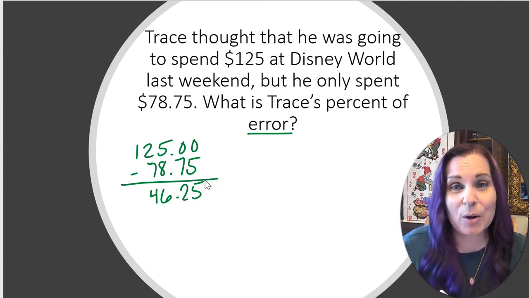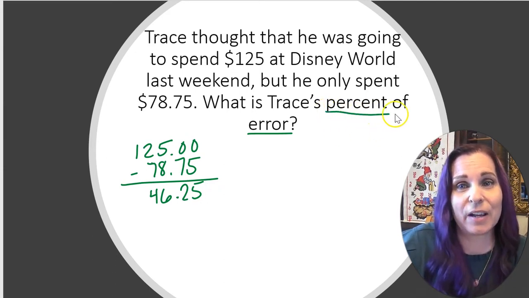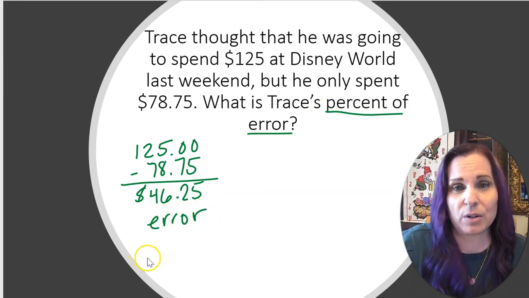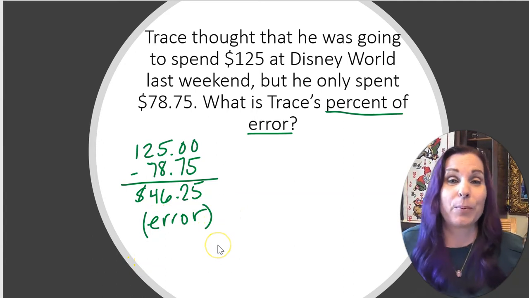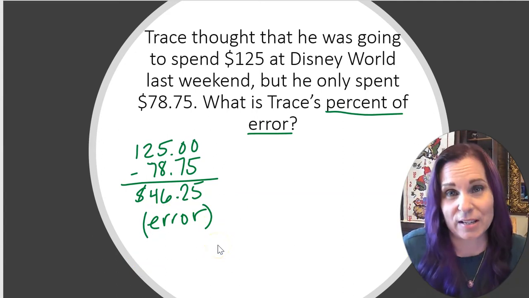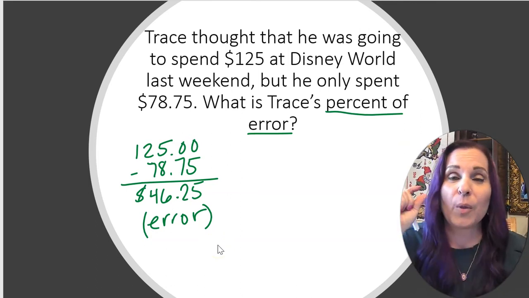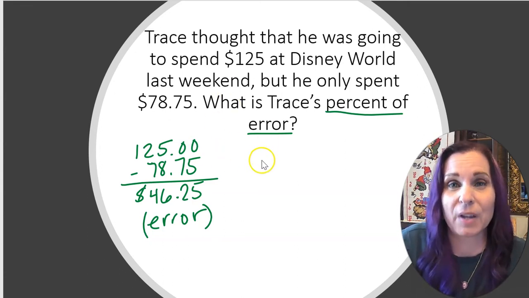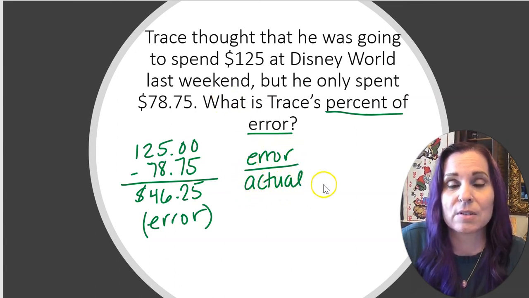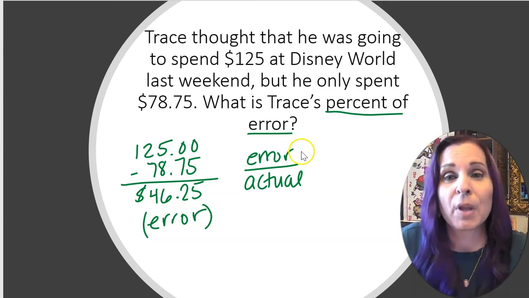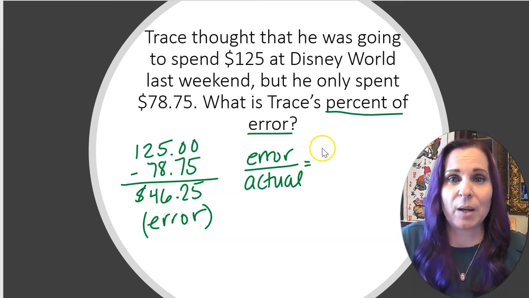Okay, so now we have to find the percent of error, because this is how much the error is, right? This is the amount of error, but we need to find the percent. In order to find a percent of anything, you're always going to do that part over the whole. The part here that we have is our amount of error. So we're going to do our error over the actual amount to find the percent of error. It's going to be error over actual.